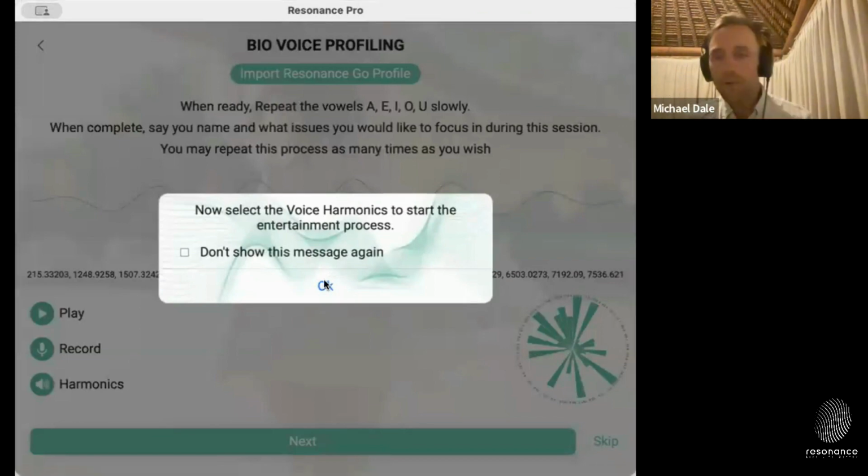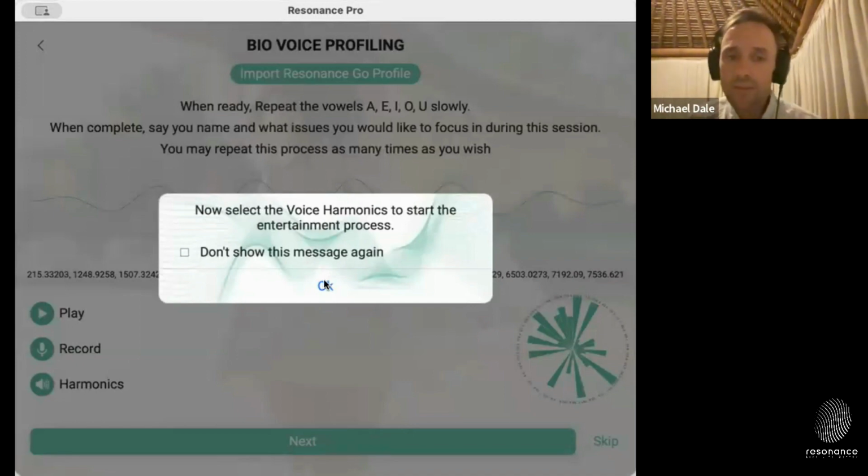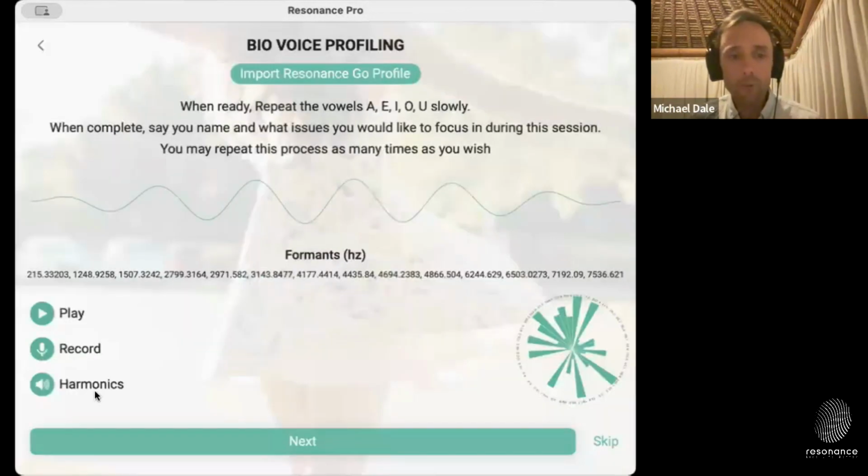So I've just recorded my voice, and the application is now asking me to select voice harmonics to start the entrainment process. So I'm going to do that, and you'll see there's a box here that says don't show this message again. We really recommend you leave these messages here for as long as possible so you can really familiarize yourself with the different steps. So we encourage you not to delete these messages too quickly. Keep them there, learn them, and they'll just help you to keep everything fresh. So I'm going to begin the harmonics process.